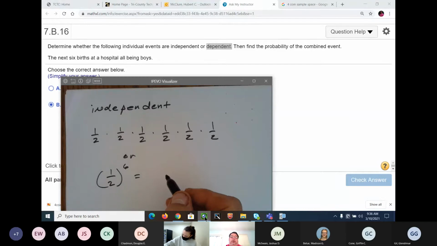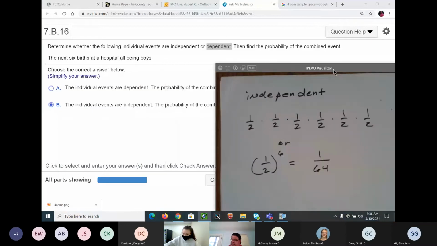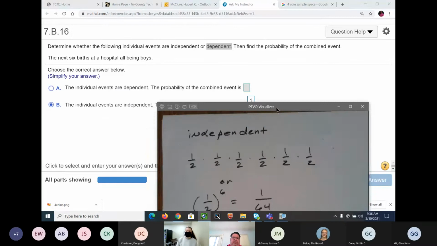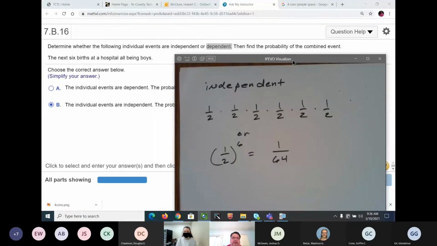So it would be, I'm sorry, dependent. I keep saying, let's see, with replacement is independent. That's what I thought. With replacement. No, without replacement. Sorry. Dependent. Because you can't go back and replace yourself. That's the best way to put it. You can't go back and replace yourself.